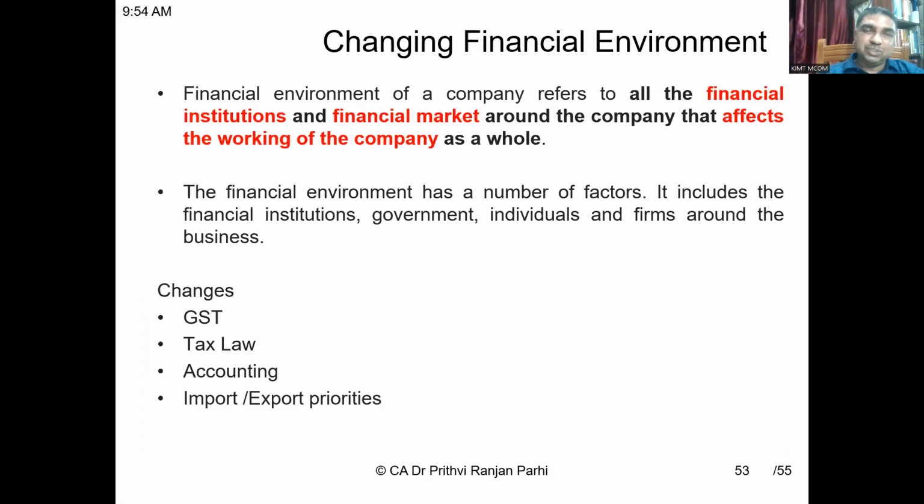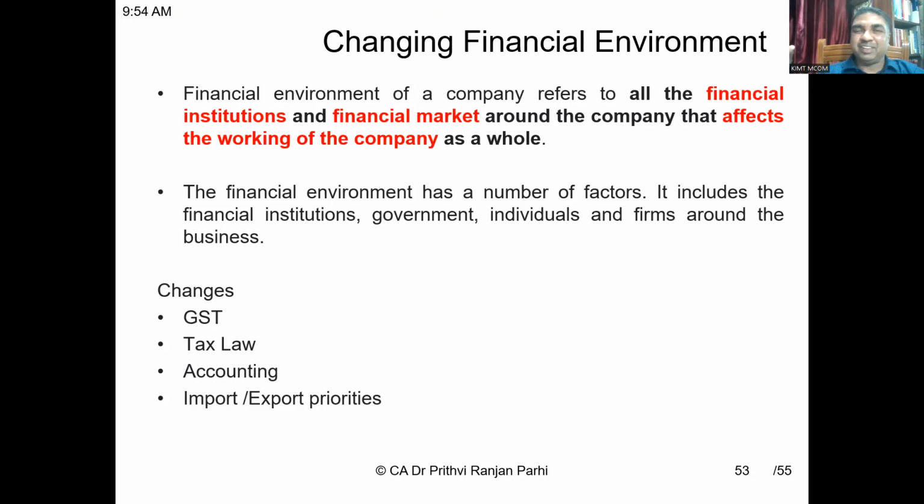If you look at your syllabus, there is one more concept, that is the changing financial environment. So let us understand what this financial environment is. It refers to all the financial institutions, financial markets, laws, regulations, all these things that affect the working of a company as a whole. So business is affected by all these things. It is affected by financial institutions like banks, the stock market. It is affected by laws and regulations. Let us say tax laws, maybe company laws.